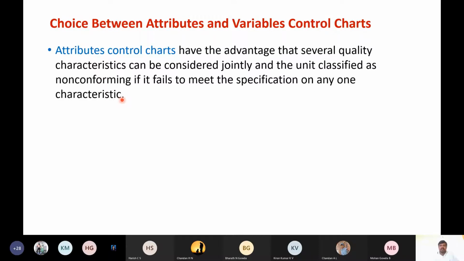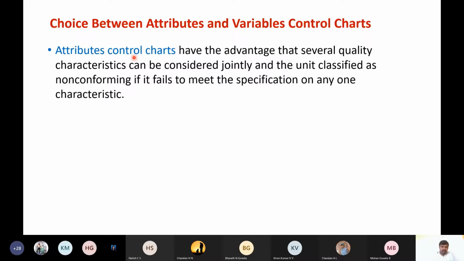Okay, so on the y-axis we are considering the number of defectives or fraction defectives. Okay, so that defect may be because of a number of reasons. It may not be because of only one reason. That means you are able to consider many quality aspects in a single chart. That is possible because finally you are considering defectives. That defect may be because of various reasons. All those various reasons are included in a single chart. Okay, that is the advantage of attributes control charts.